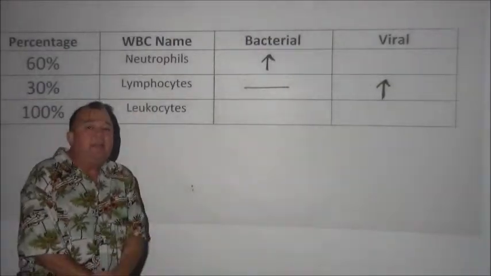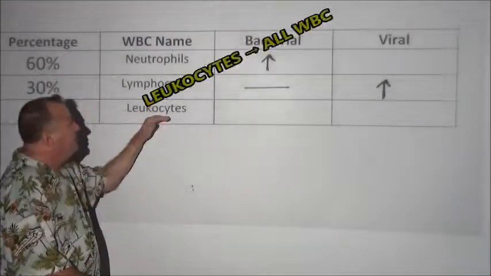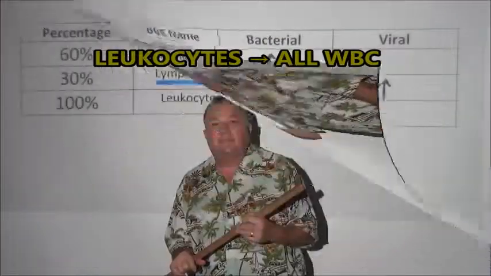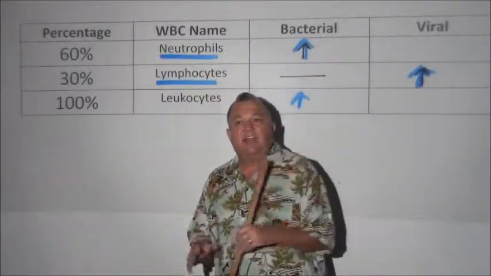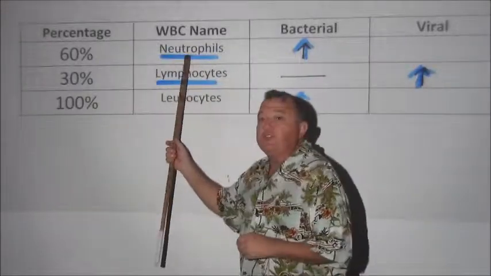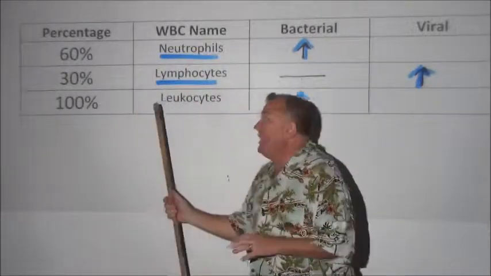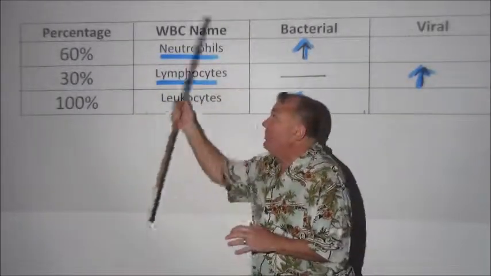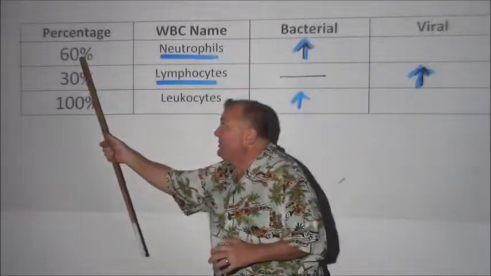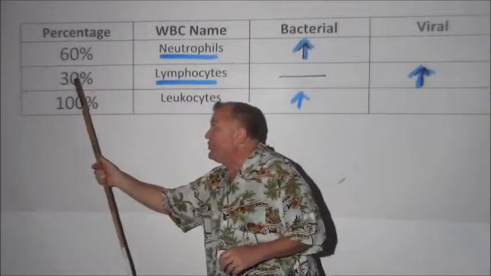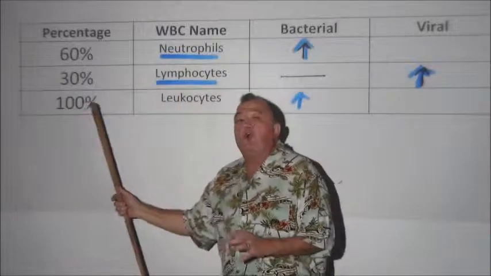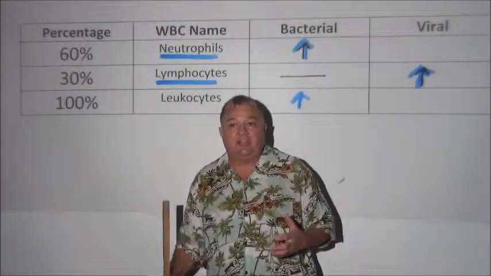Let's stop right there and have a meeting with your brain. A leukocyte is all white blood cells. Okay, a lot of tongue-tying words down here. So we've got neutrophils, which fight bacteria. We have lymphocytes, which fight virus. And we have leukocytes, which are 100% of all of these. So 60% of the leukocytes are neutrophils, 30% are lymphocytes, 100% are leukocytes.